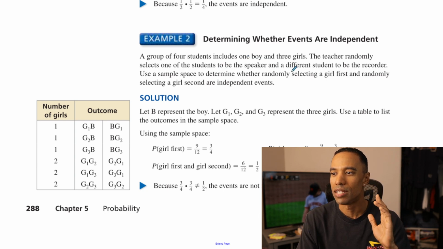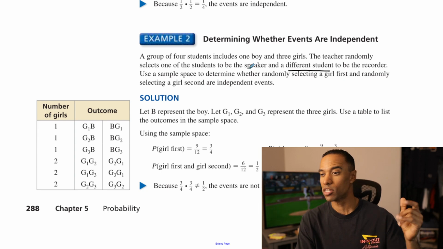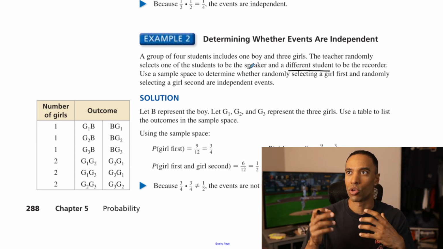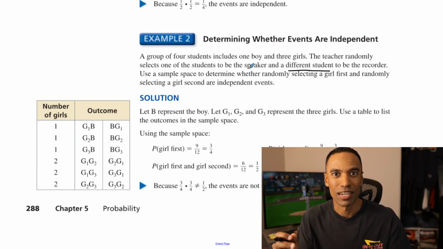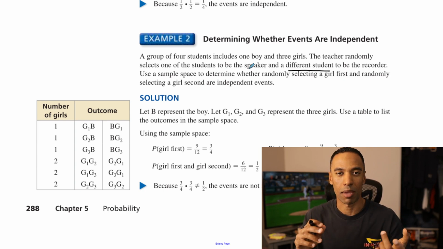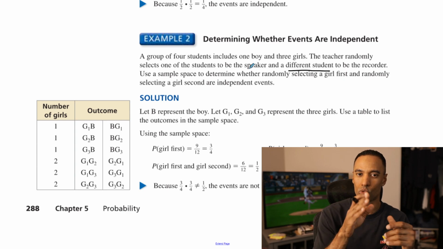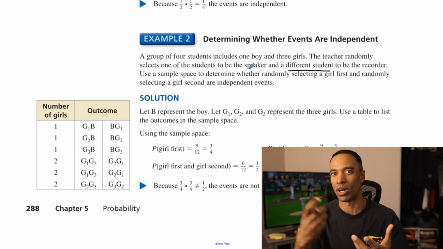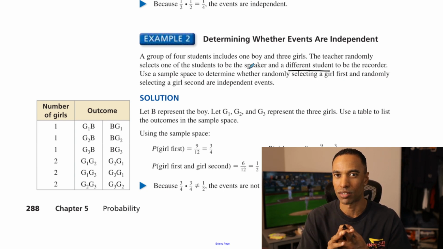It says a different student to be the recorder after you select a student to be the speaker. So if I select a boy to be the speaker, all that's left to select next are girls. So the probability of selecting a girl suddenly became 100%. Now, they're different girls, but suddenly it became 100% because I selected the boy first. Whereas if I selected a girl first, all that's left is one boy and two girls. And the probability of selecting a girl has now changed because there's one less person, and that person was a girl. This should have to be a dependent event. But let's see how they mathematically demonstrate that as well.